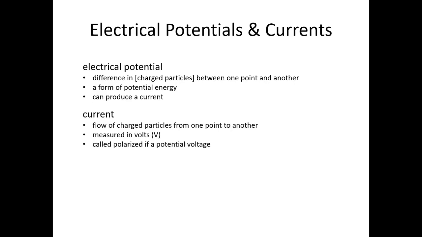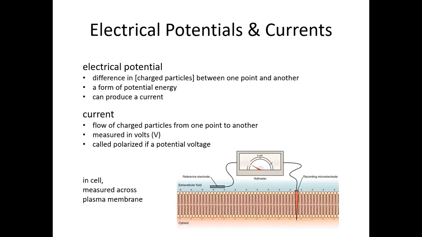In other words, we will have a flow of charged particles from point A to point B, and we measure this in volts, or in neurons, we measure it in millivolts, or thousandths of volts. In order to measure it in the cell, we have our reference electrode outside the plasma membrane, and that is set to a volt level of 0. Then we put a little microelectrode through the phospholipid bilayer into the cytosol, and the tip is measuring the difference there. In a resting axon, that would be negative.